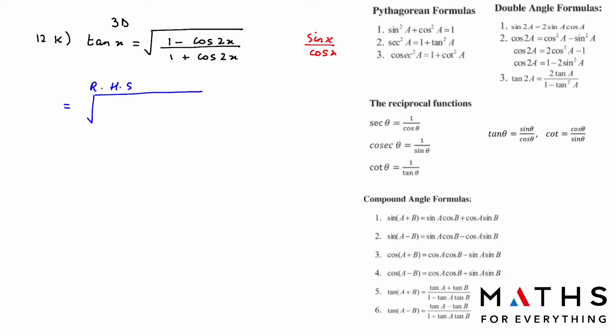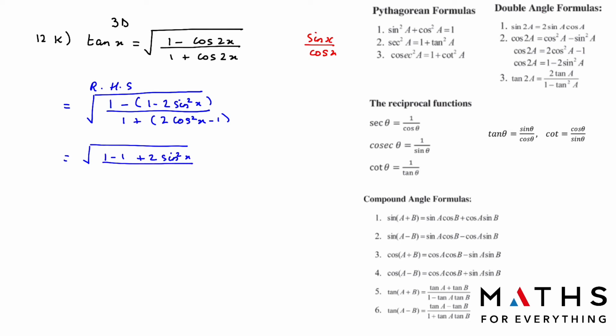Now the right hand side, because I need a sine on the top, I will use the double angle for cos 2x, which has a sine, which is 1 minus 2 sine square x. And in the denominator, I want a cos. So I will use the one which has a cos, 2 cos square x minus 1. Expand the bracket. 1 minus 1 plus 2 sine square x over, the root is for the whole thing, 1 plus 2 cos square x minus 1.